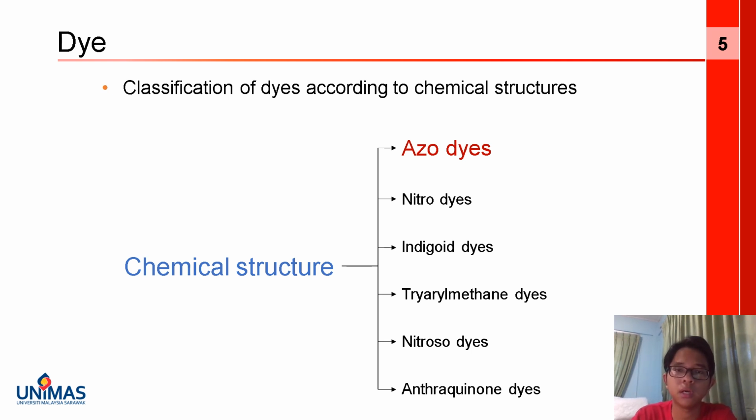Let's focus on azo dyes. This is the general structure of azo dyes, and it contains one nitrogen-nitrogen double bond, which we call the azo group. The azo group is a chromophore group that is responsible for giving the color of the dye. The azo group is attached to two other groups, which are denoted by R and R prime, of which at least one, but usually both, are aryl.